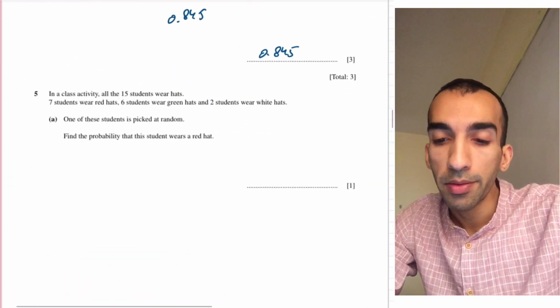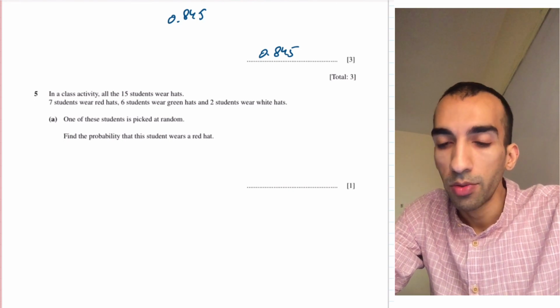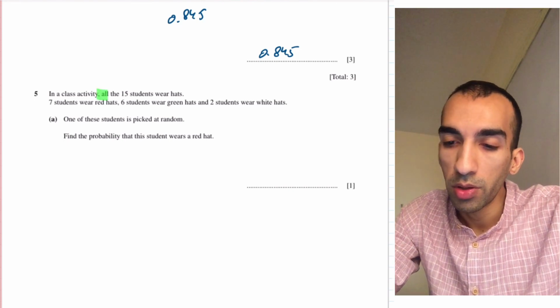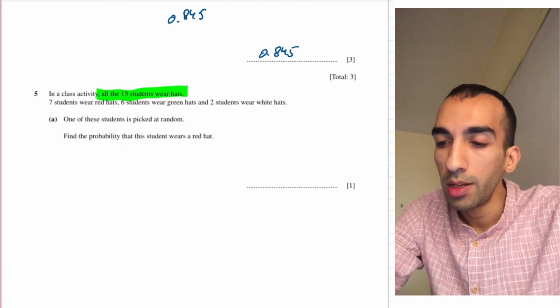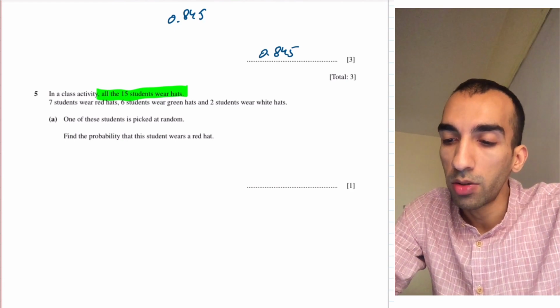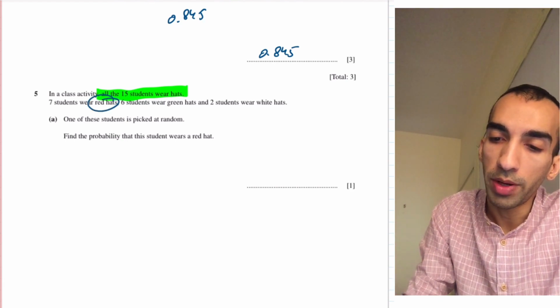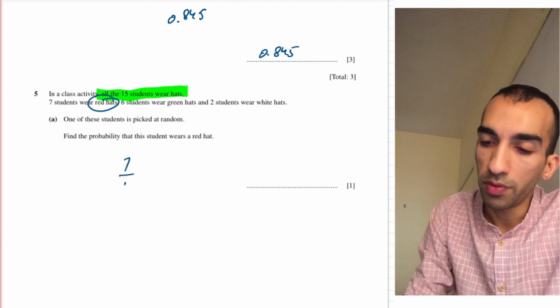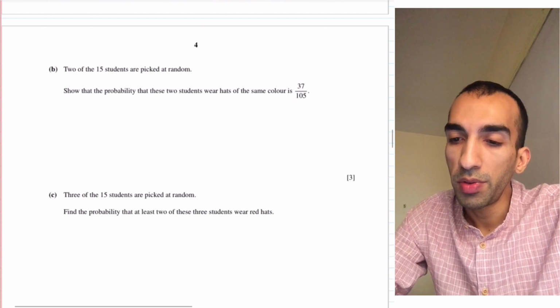Question number 5. In a class activity, all the 15 students wear hats. So there's a total of 15 students and all of them are wearing hats. 7 students wear red, 6 green and 2 white. One of these students is chosen at random. Find the probability that student wears a red hat. Students with a red hat were 7. There's a total of 15 students. Simple. That's your answer.